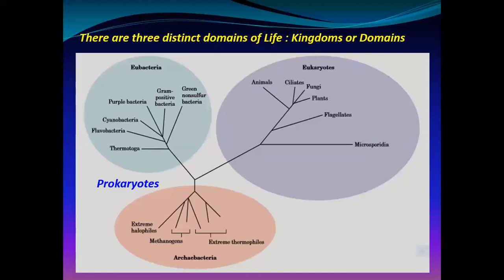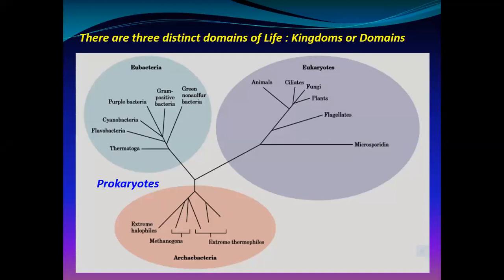Okay, all the organisms in nature or on the globe, right? They fall under three distinct domains. These domains we call kingdoms or domains, right? So one of them we call archaebacteria. Among archaebacteria, there are extreme halophiles. Halophiles mean salt-liking, right? Methanogens mean bacteria that produce methane, right? And thermophiles mean extreme heat condition, the bacteria that can survive in extreme heat conditions. So these come under archaebacteria.